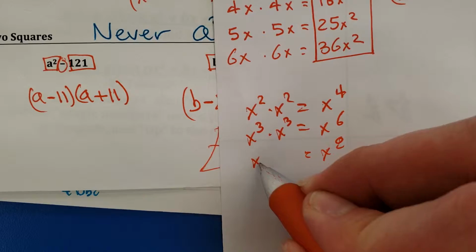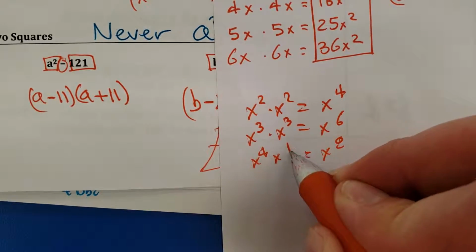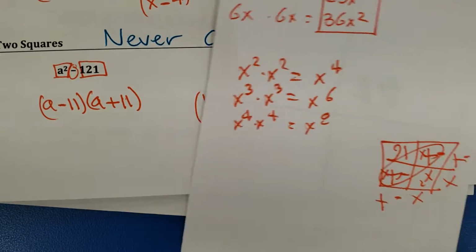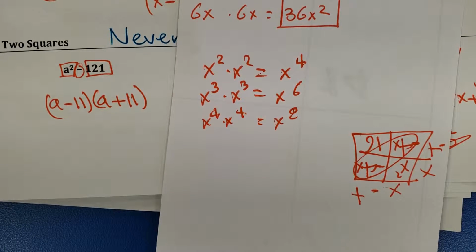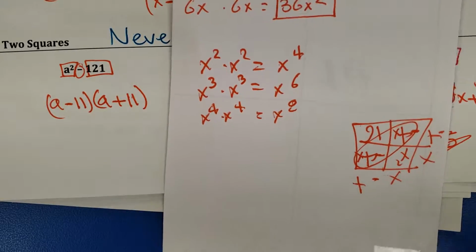Guess what that used to be? That used to be x to the 4 times x to the 4. If you have an odd exponent, that means one of your squares has more than the other, and that's not a square. A square is the same sides. You can't have different sides in a square, otherwise it's not a square.